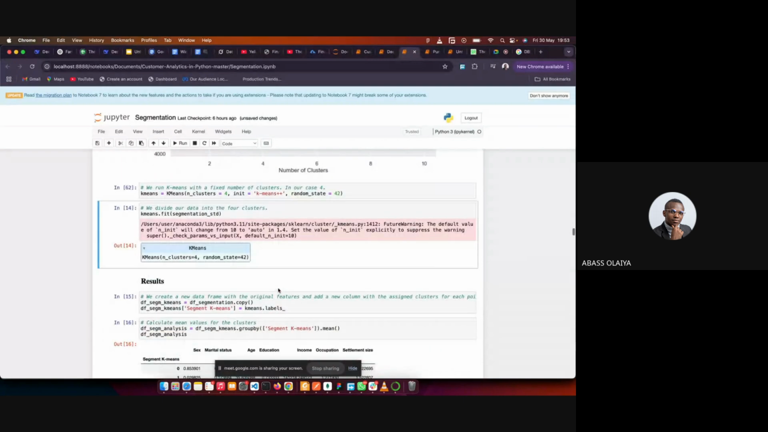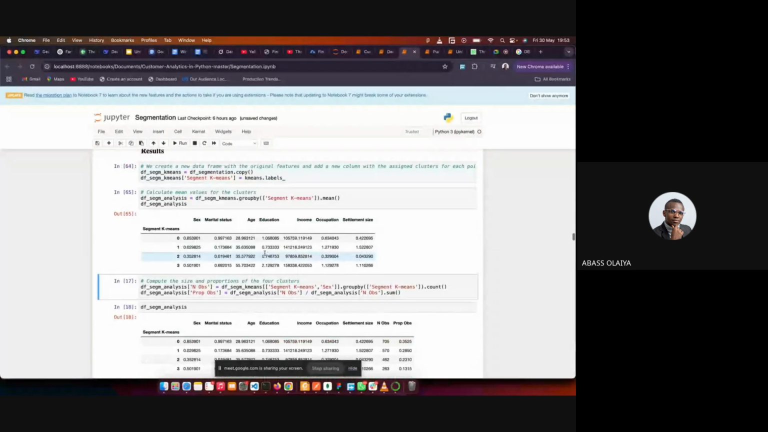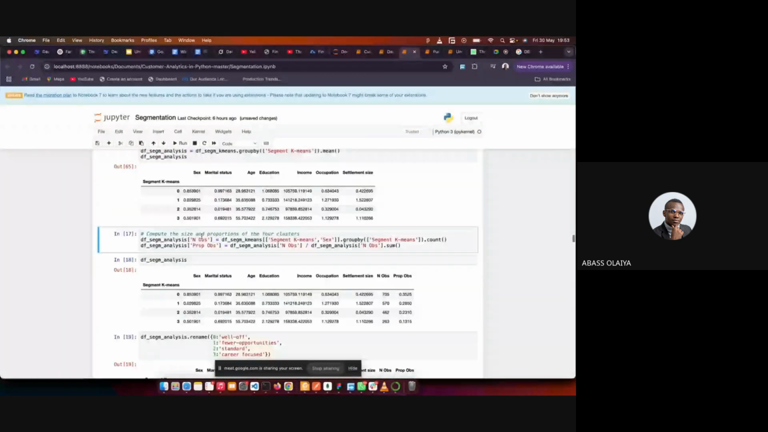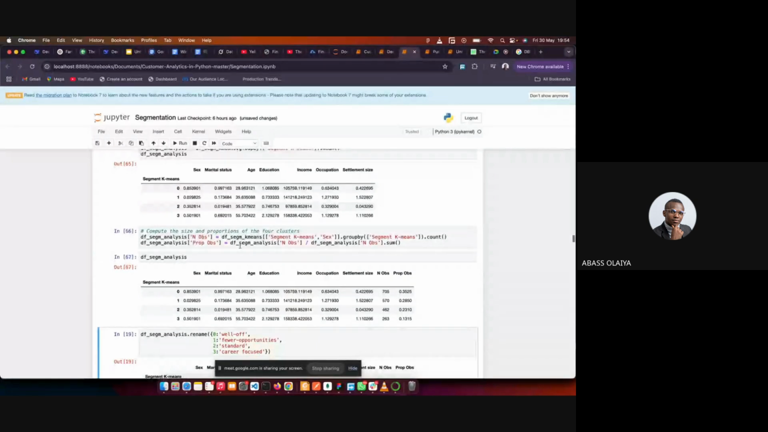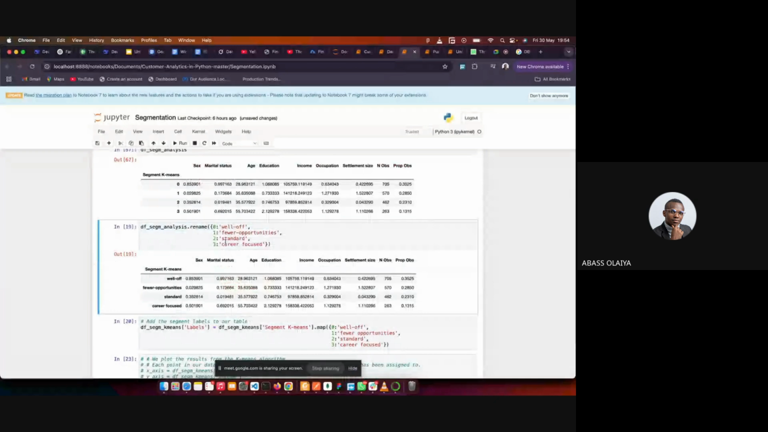Then here is our k-means model again. We are trying to segment our data set, so here's the segmentation of our data sets. We have our sex. We standardize our data, so you probably have to reverse this to understand exactly what it is telling you. Then this is our segmentation again: well off, few opportunities, standard, career focused. So this is how our clusters look. We have 4 clusters now, and this is how we classify them.